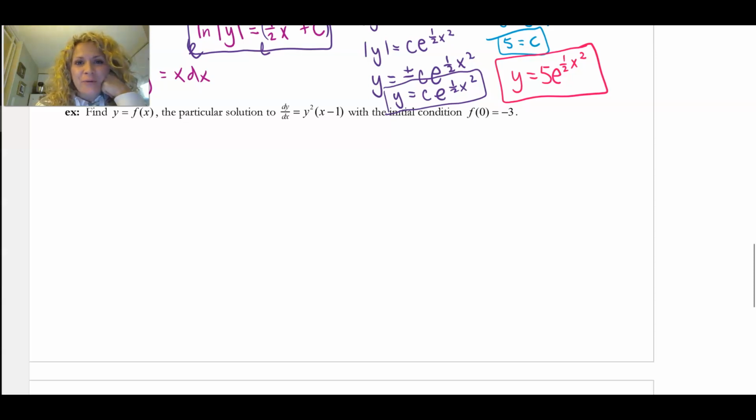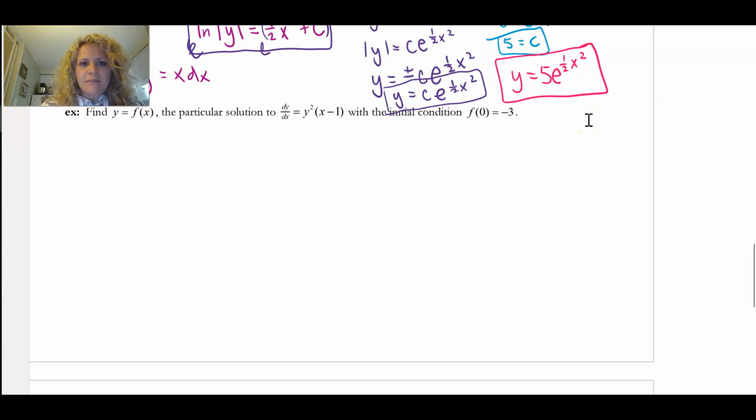All right, so as we go through this next example, I think it would be a good idea for you to pause the video a few times and see if you can work through the problem one part at a time. So we said the first step that we want to do is, well, actually, let's read the problem. We're asked to find y, a function of x. We want it to be the particular solution to dy dx equals y squared times x minus 1. And we're given the initial condition that f of 0 equals -3.